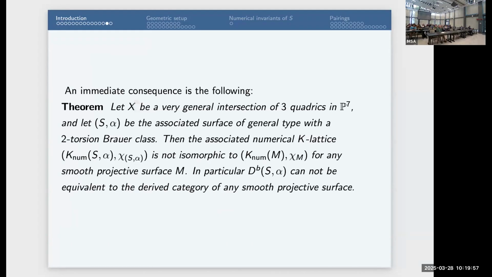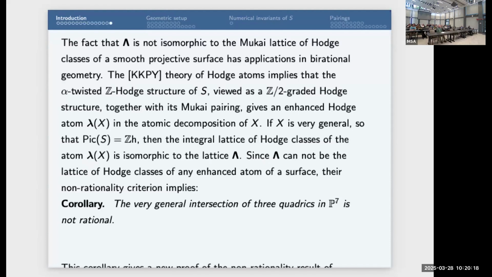The consequence is, given X a very general intersection of three quadrics in P7, and S the associated surface of general type in the Brauer group, the associated numerical K-theory lattice is not isomorphic to the lattice of any K3 surface. In particular, D^b(S, alpha) cannot be equivalent to the derived category of any such surface. And using the KKPY work, this implies the corollary that the very general intersection of three quadrics in P7 is not rational.